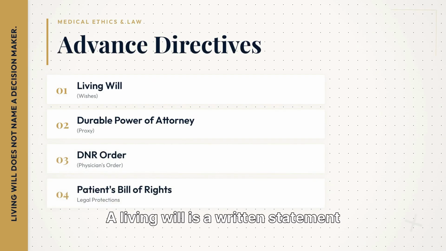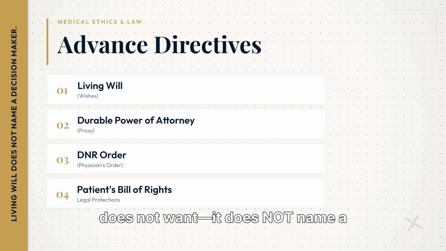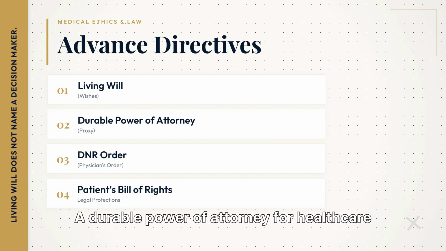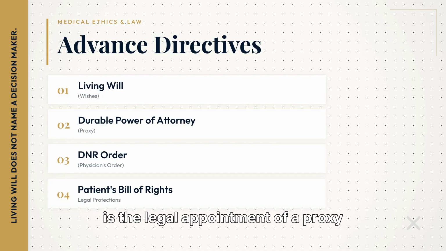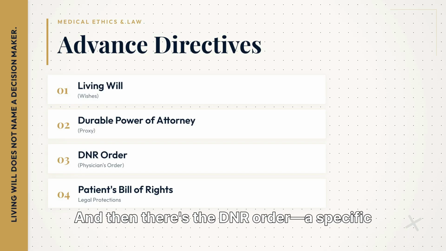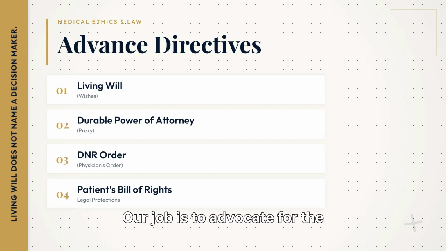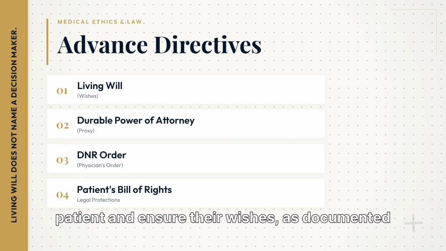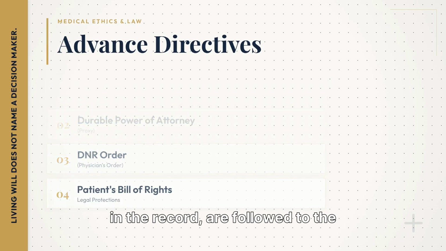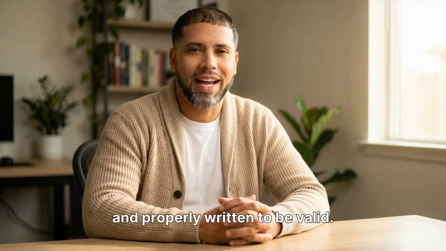A living will is a written statement describing what treatment a patient does or does not want. It does not name a decision maker. A durable power of attorney for healthcare is the legal appointment of a proxy to make those decisions. And then there's the DNR order, a specific physician's order directing that CPR and intubation not be performed. Our job is to advocate for the patient and ensure their wishes, as documented in the record, are followed to the letter.